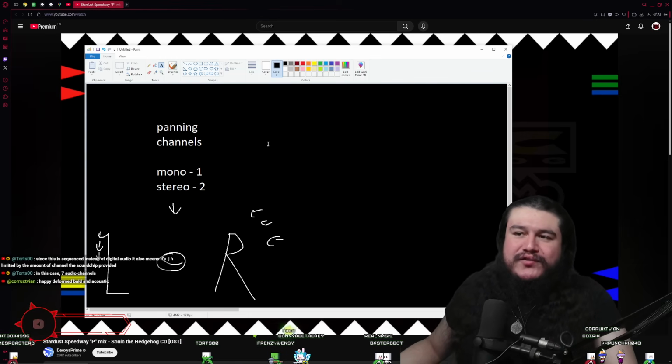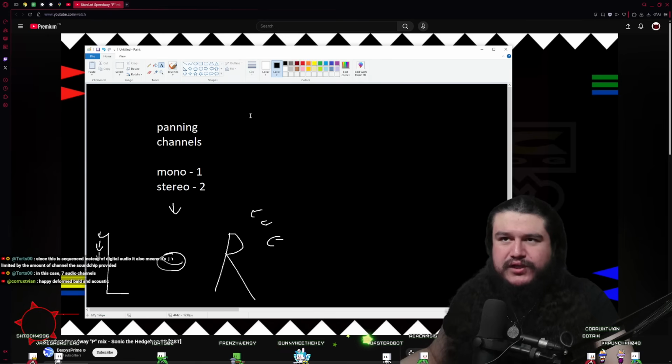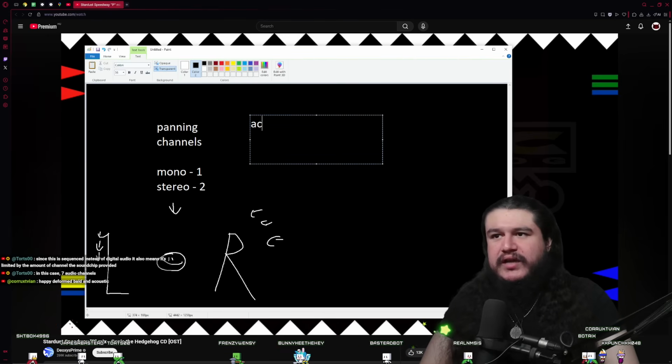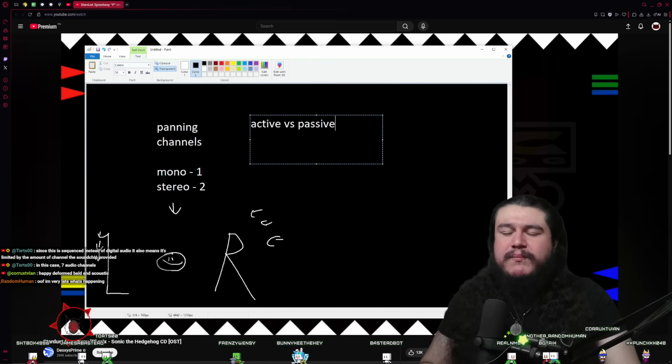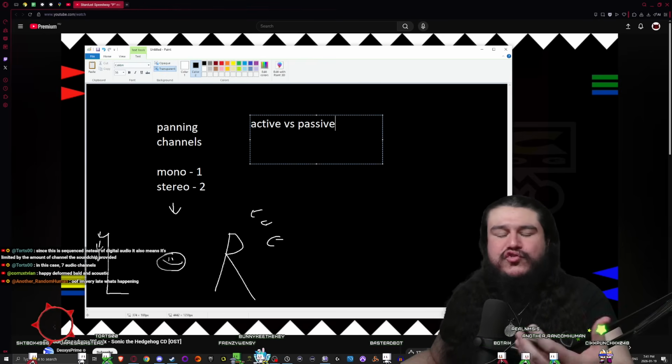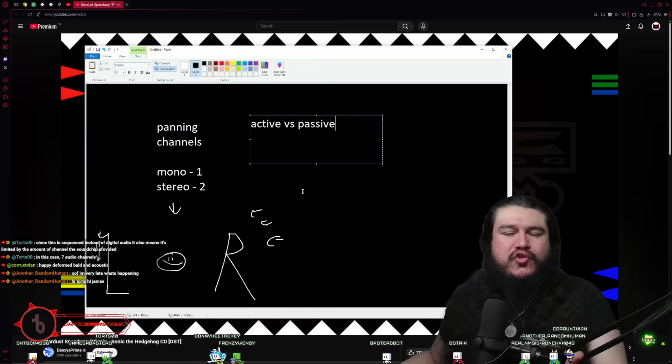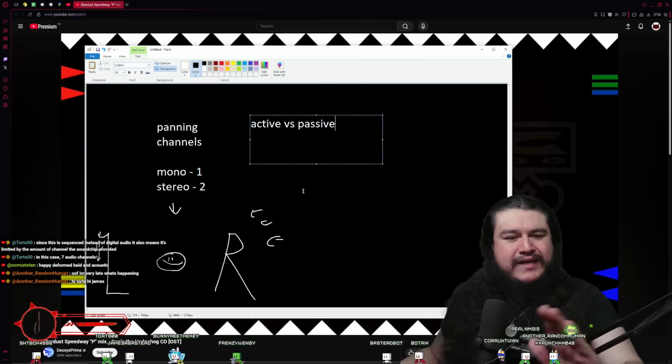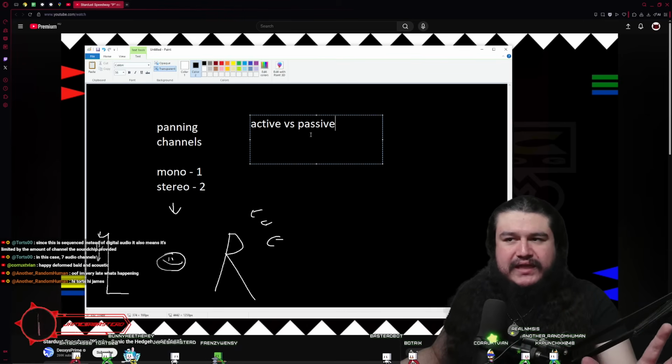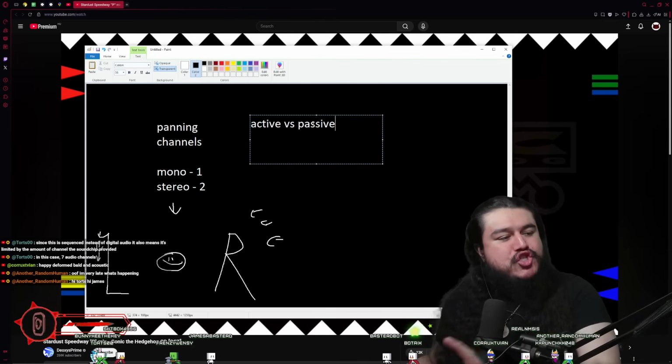There you go. So yeah, then you have 2 types of panning. There is, in my opinion, active and passive. Passive means that at the start of your composition, you determine this one is going to be on this ear, and that's where it stays. And active is when you actively change it over time.